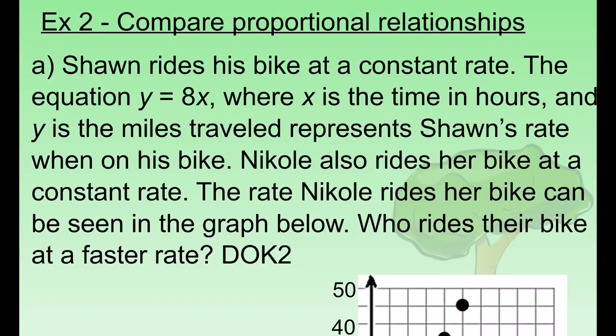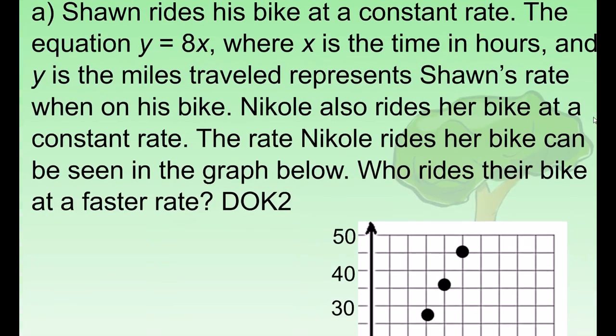So, letter B says, Sean rides his bike at a constant rate. The equation y equals 8x, where x is the time in hours and y is the miles traveled, represents Sean's rate when on his bike. Nicole also rides her bike at a constant rate. The rate Nicole rides her bike can be seen in the graph below. Who rides their bike faster?